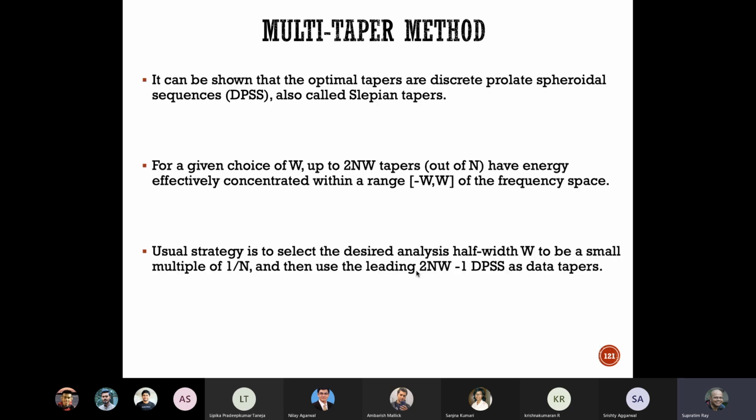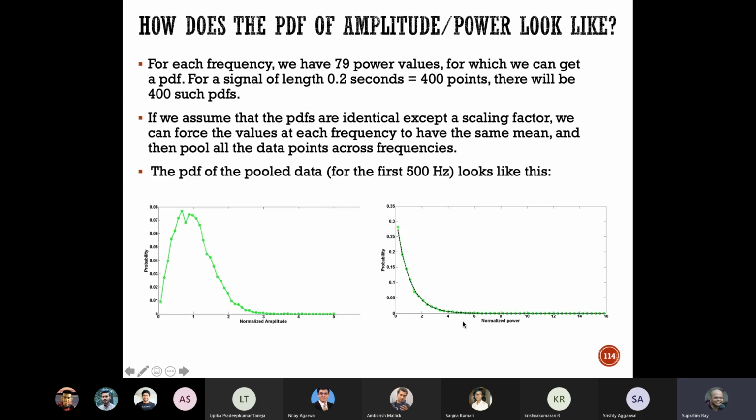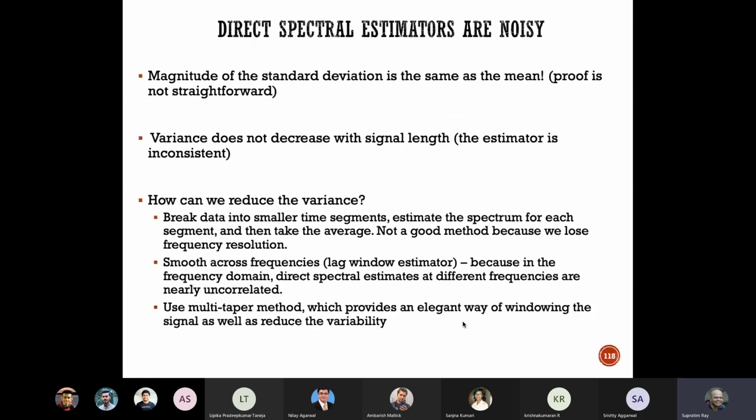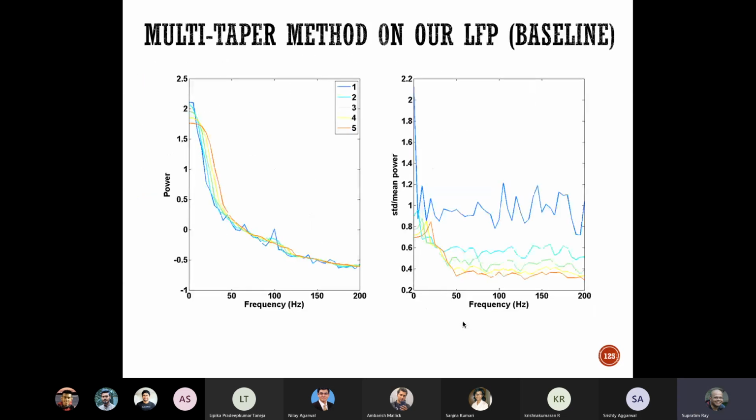This is something I had discussed without really telling you why that is the case, because it's quite involved. But we saw that the standard deviation divided by the mean of the power was close to 1, and it followed an exponential distribution. Then if you do the multi-taper analysis, your total variance goes down by a factor of n, where n is the number of tapers that you have. For the amplitude, it's going to be root of n.